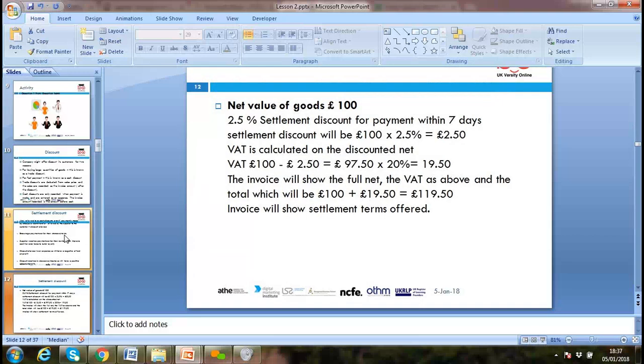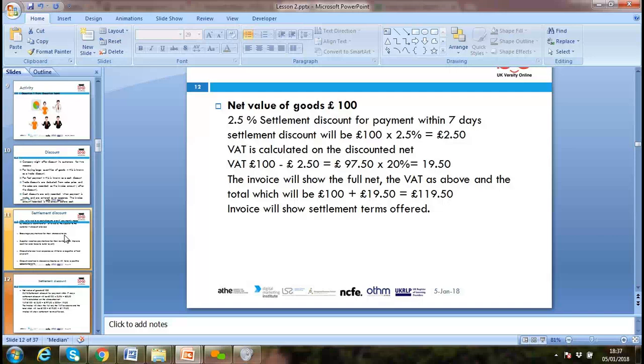So here, the value of the goods is £100. If we pay within 7 days, we're supposed to get a 2.5% settlement discount. So £100 minus £2.50, we're supposed to pay £97.50. And then we can calculate the VAT as well. We'll calculate it after deducting the amount of the discount.